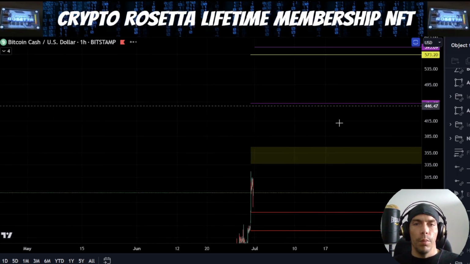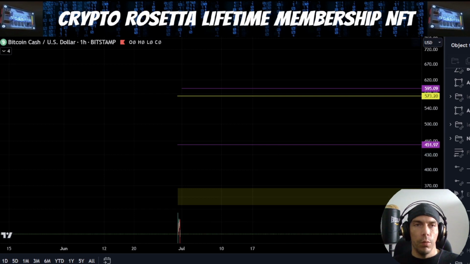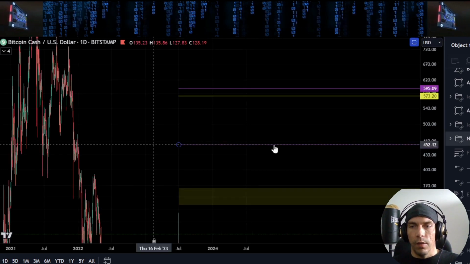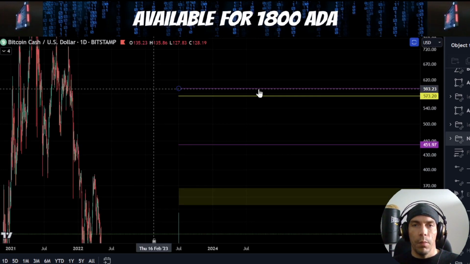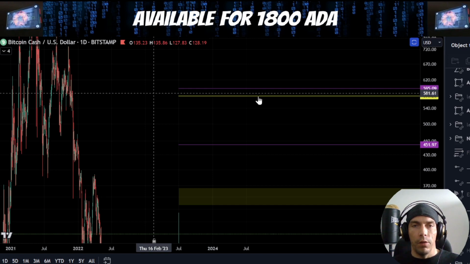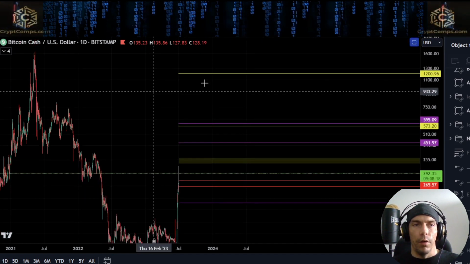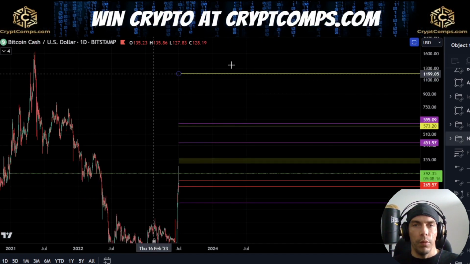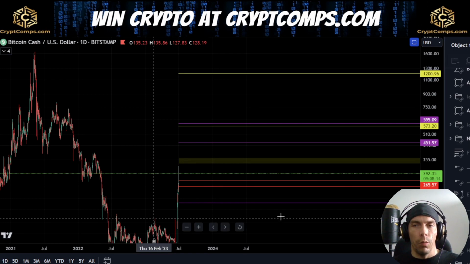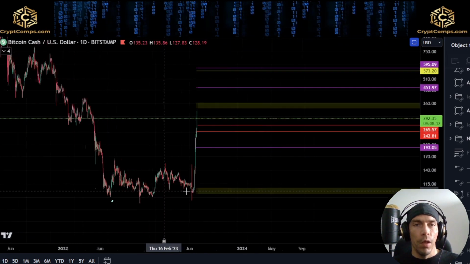Now, looking above us, we do have this one here, which is sitting at this 452. So these are the monthlies, and this 593. As well as that, we do have a weekly one higher up here towards this 573 level. So I would be keeping an eye on that if we do actually see price move up into these zones, as well as this one on this $1,200 level.